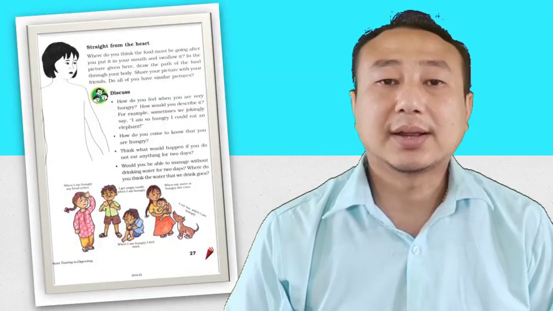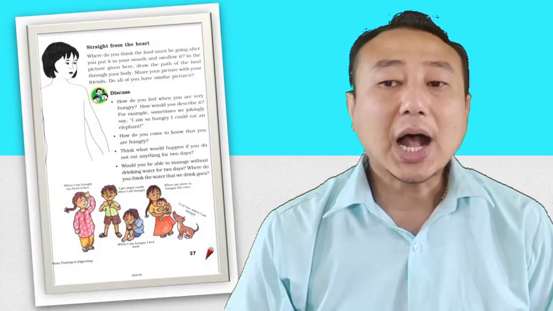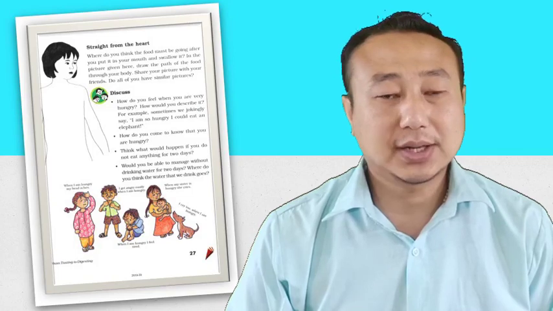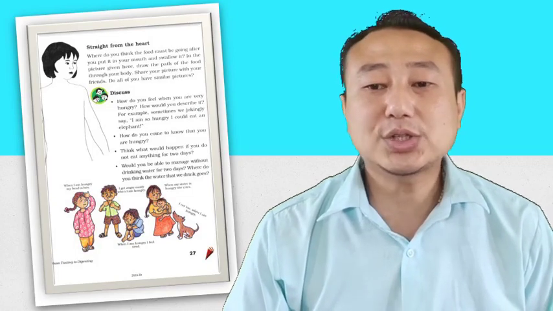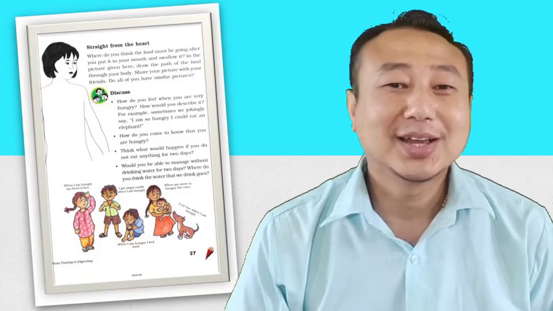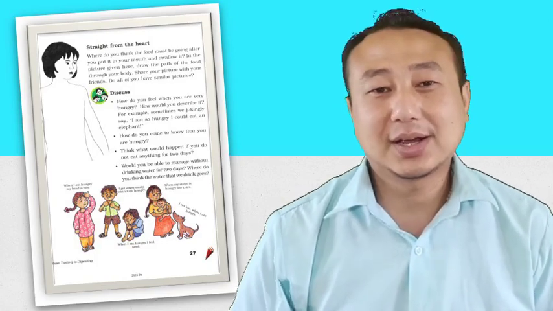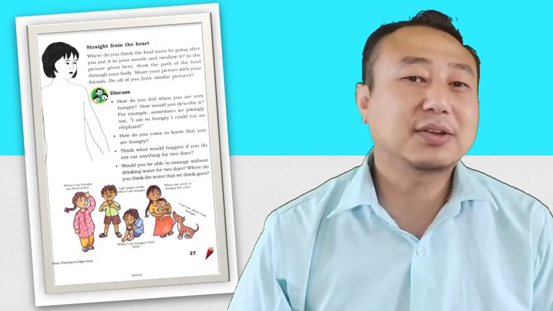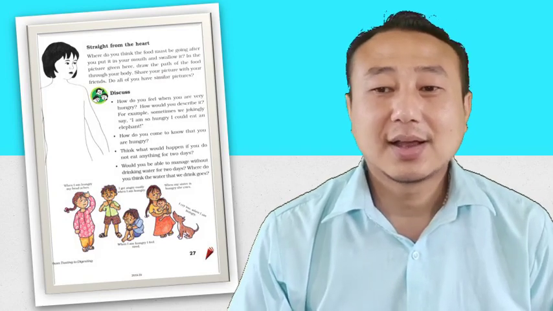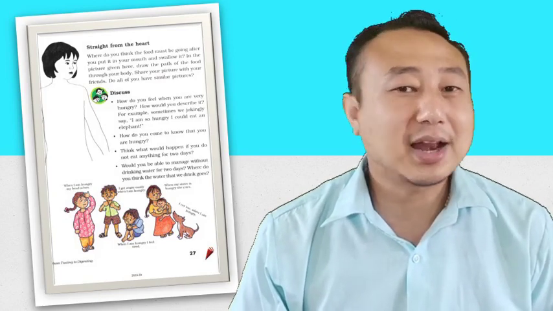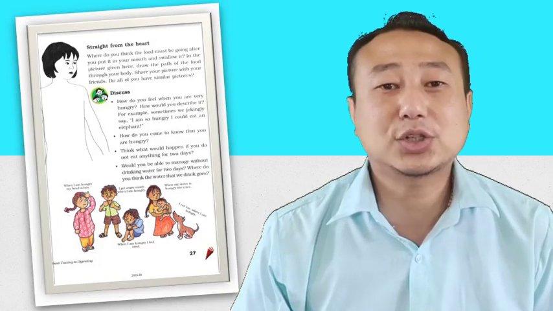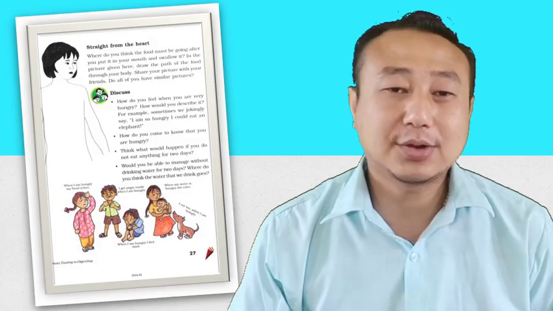The first question given in the discuss section is, how do you feel when you are very hungry? How would you describe it? For example, sometimes we jokingly say, I am so hungry, I could eat an elephant. Actually, when we feel hungry, we try to express our hunger in different ways. One example is given in your book: I am so hungry that I could eat an elephant. It is not that we can actually eat an elephant when we are hungry. It is just an expression that this person is feeling very hungry.